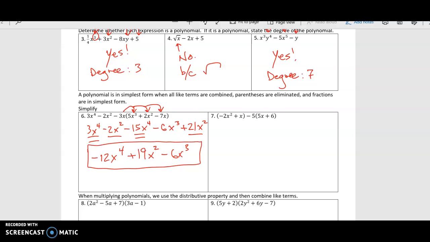We're going to do the same thing over here. Distribute this negative 5 here and here. We no longer need the parentheses here. We never did, actually.